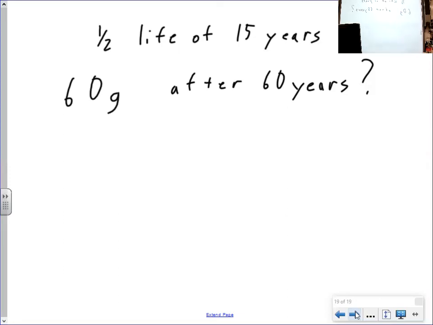Now, how I do this math, you can do it a different way if you want to. But how I do it is I just straight up do it on my fingers. I got 4 half-lives, and so I need to cut it in half 4 times. So first off, 60 cut in half 1 time makes it 30, 15, 7.5, and 3.75. Rock and roll. 3.75 grams is what I have.